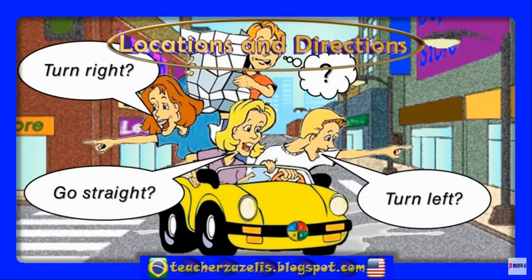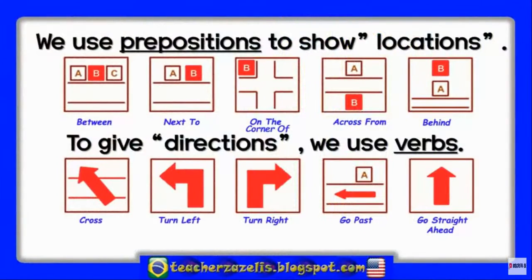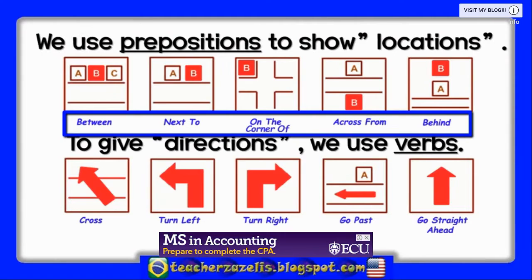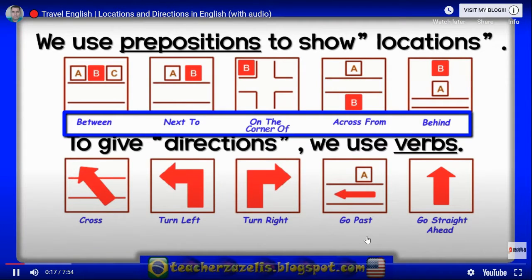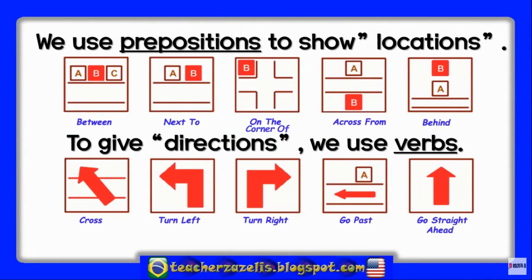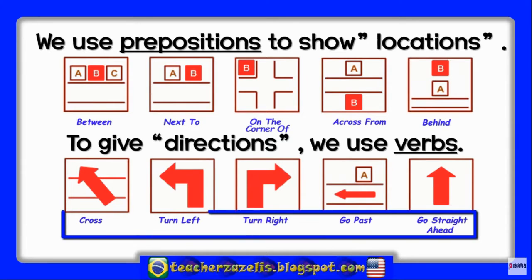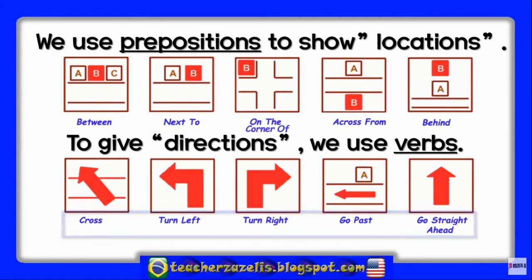Locations and directions. We use prepositions to show locations: between, next to, on the corner of, across from, behind. To give directions, we use verbs: cross, turn left, turn right, go past, go straight ahead.